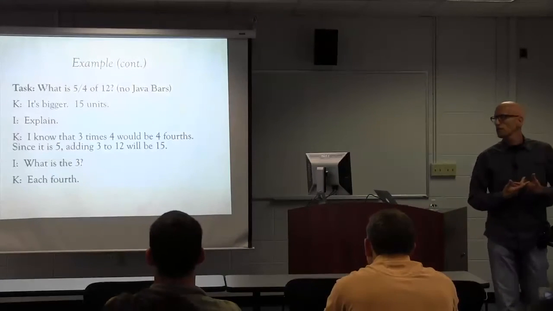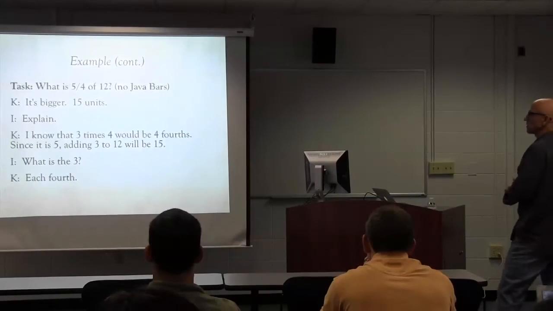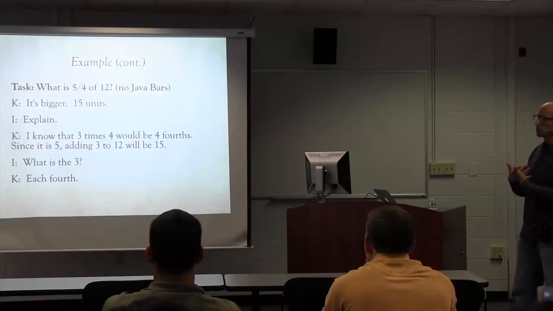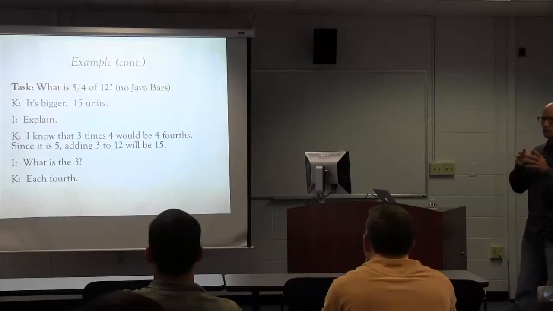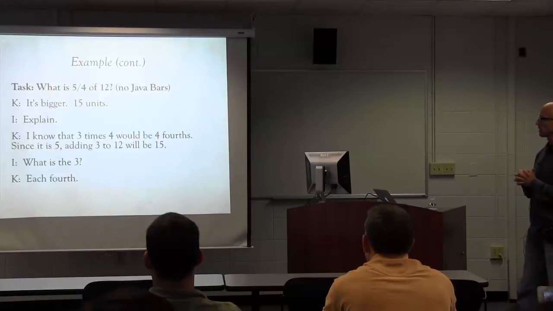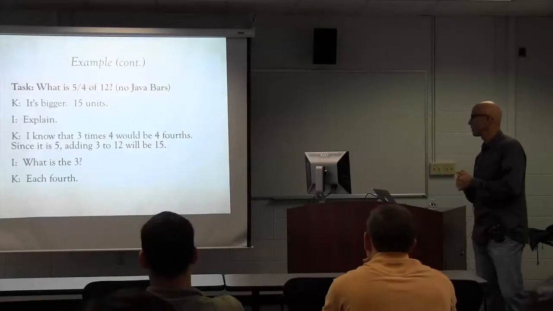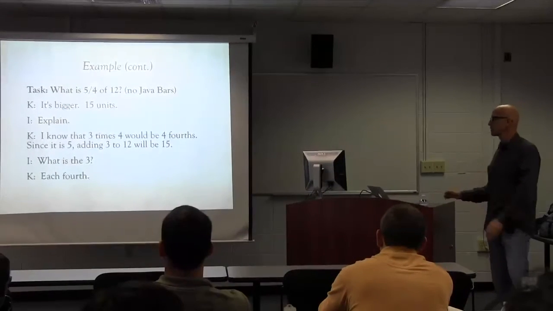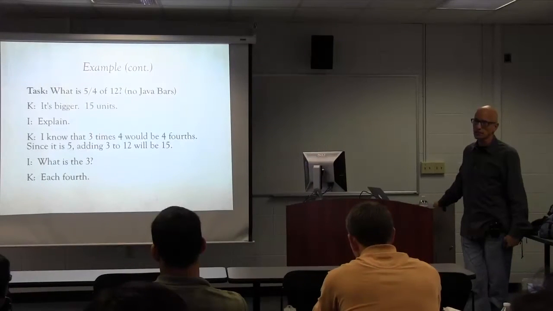And then finally we say to her, what's 5/4 of 12? There are no Java bars being used. She says it's bigger, 15 units. Explain. I know that 3 times 4 would be 4/4. In other words, if you think about the 4 through 12, you have 3 units of 4. And I'm sorry, 4 units of 3. And since it is 5, adding 3 to 12 will be 15. Since it's 5/4, I add a 4th, in other words, which means another 3 onto the 12 would be 15. What is the 3? Each 4th.